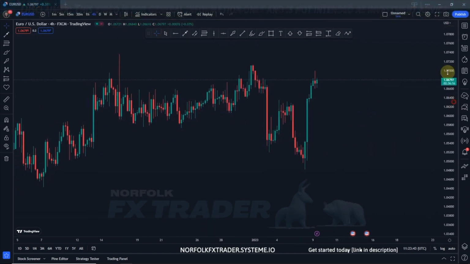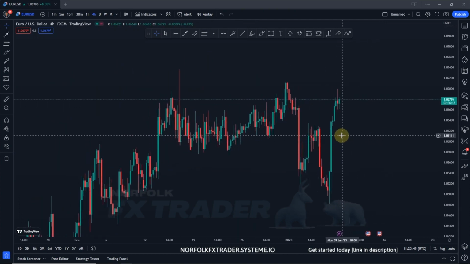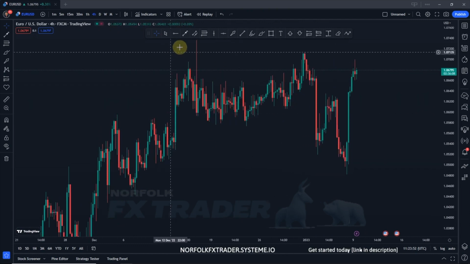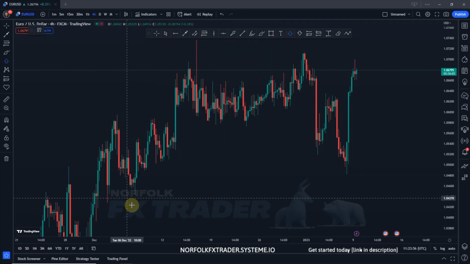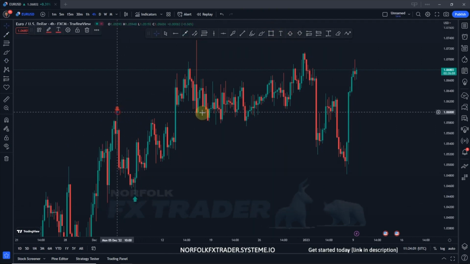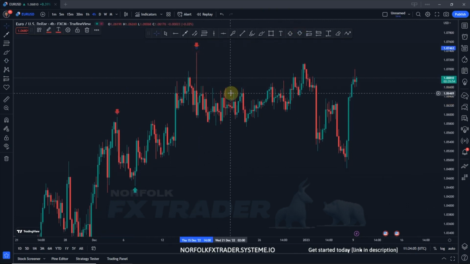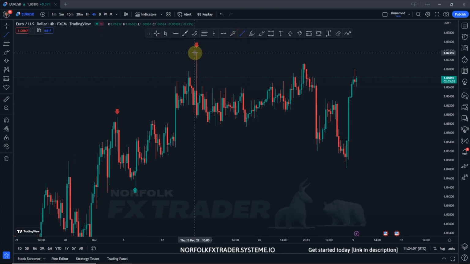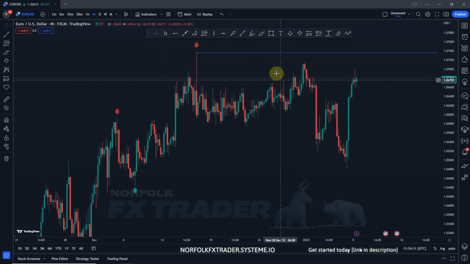Now, if you're not sure, there is plenty in this channel that goes through the break of structure, but I'm going to briefly show you how we can use that in this strategy. So looking at the market here, we identify where we're seeing swing points in the market. We can see here we have a swing low, we have a swing high, and then we have another swing high here. Now, the market does not at any point break this high.